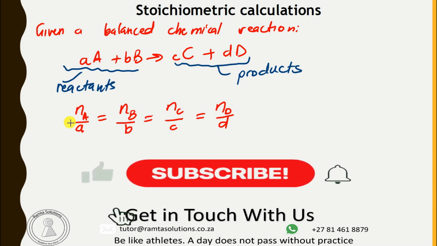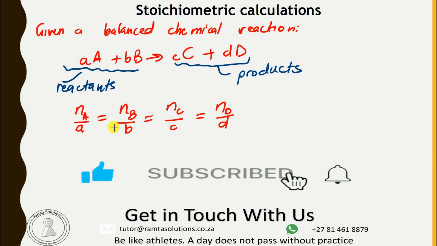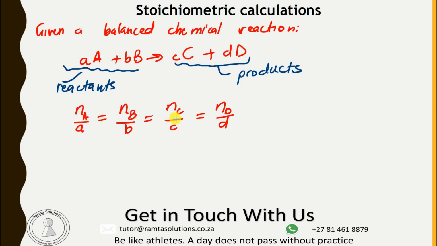So basically, this is equal to this, or this is equal to this. It depends on what you are given, okay? Now note, n is the number of moles of a substance, while the small letters a, b, c, d are the coefficients in a balanced chemical equation. So now we will try an example where you will get to use this, okay?